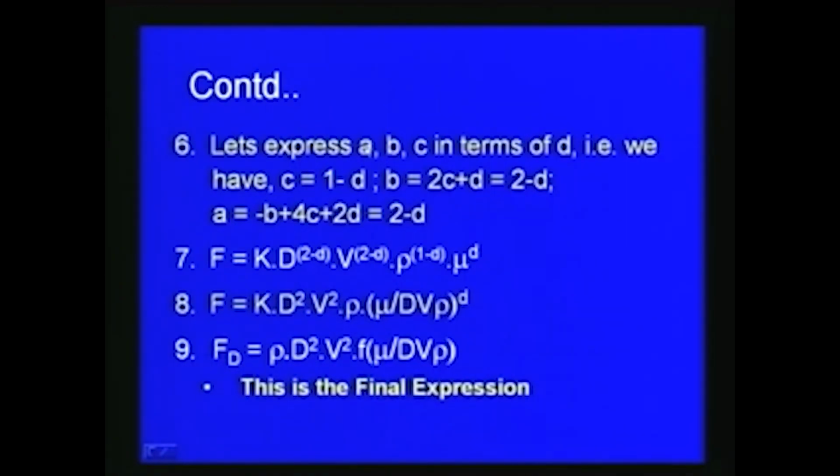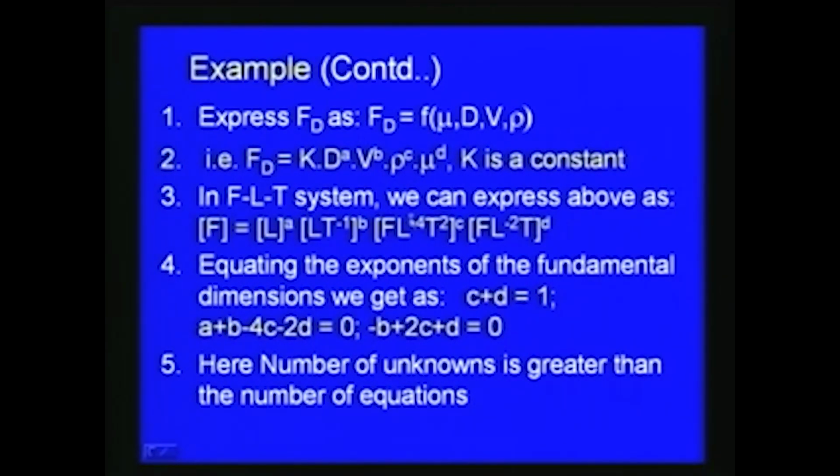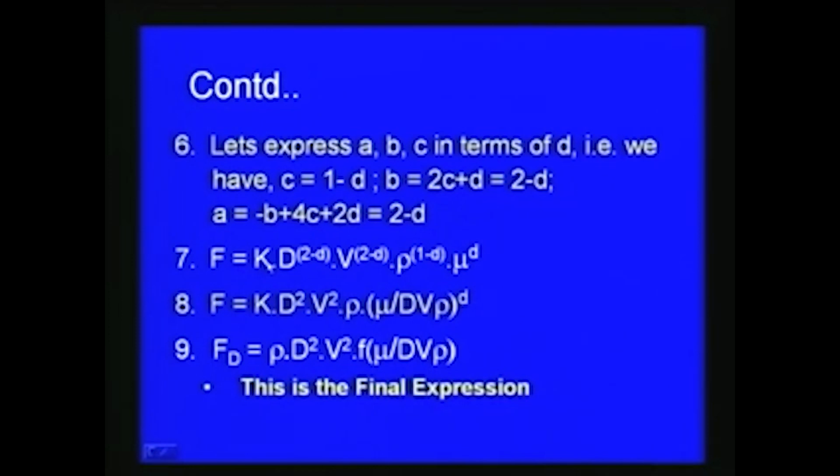So, let us express A, B, C in terms of D. That is, we have C equal to 1 minus D, B equal to C plus D, that is equal to 2 minus D. So, we get A equal to minus B plus 4C plus 2D, that is equal to 2 minus D. So, finally, with respect to this equation we can write F equal to K into D to the power 2 minus D. Now C is represented as 1 minus D, B is represented as 2 minus D, and A is also represented as 2 minus D.